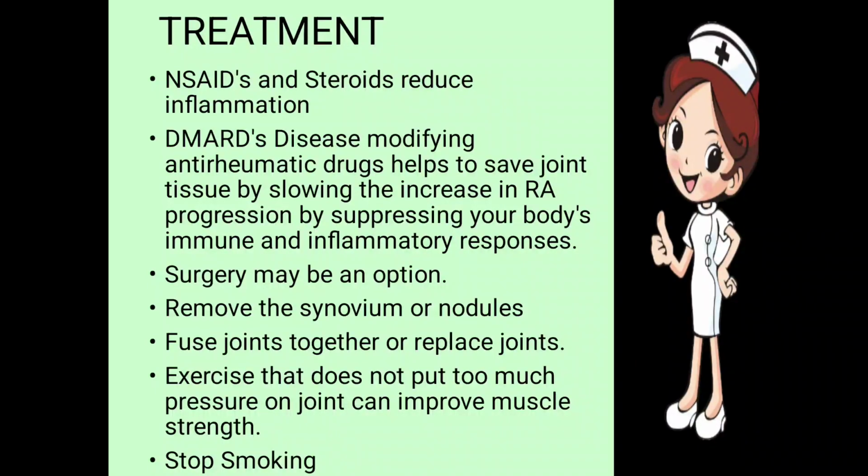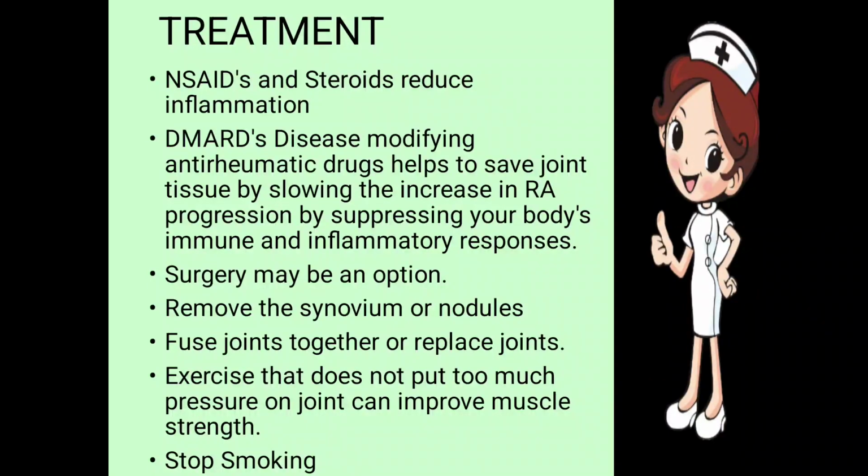Surgery may be an option. In the joint where this ankylosis takes place, or where something is wrong, surgery may be an option at the end stage. Remove the synovium or the nodules. If a nodule forms inside the body, then it is important to remove it. Fuse joints together or replace joints. Those joints which get fused together, we can replace them.